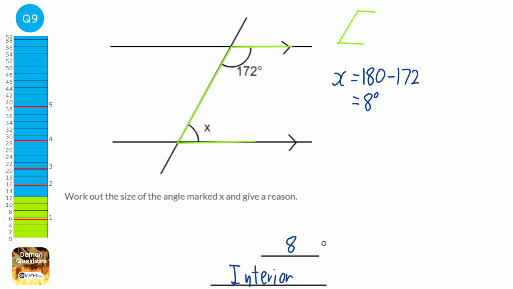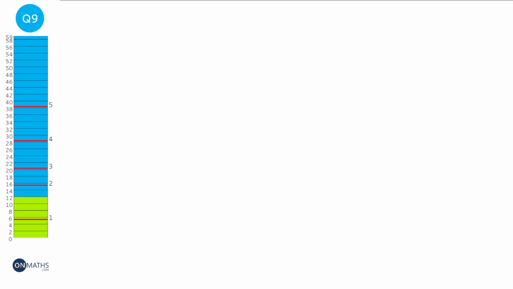Now some teachers call it co-interior, some teachers call it allied angles. Either one of those three is absolutely fine, you'll get full marks for.